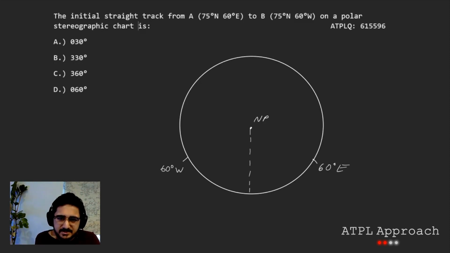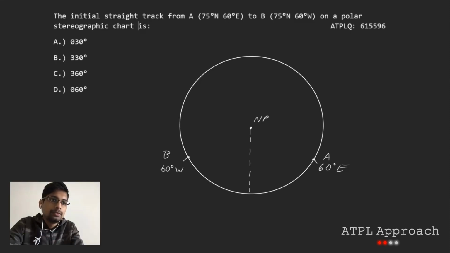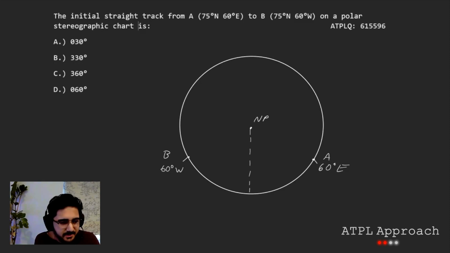Basically, what that means on this diagram is that because we said A is over here and B is over here, this whole circumference around it is all 75 degrees north. Okay. So we're going a straight line track from A to B. Our next step, how do we visualize that? What do we do?